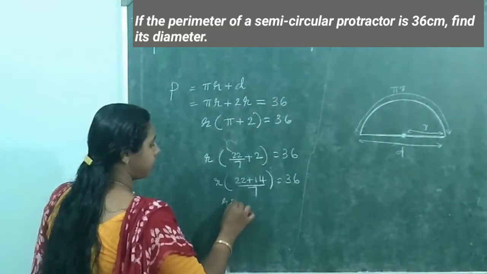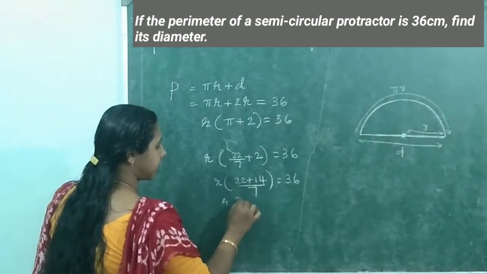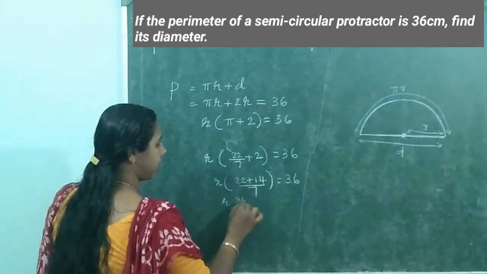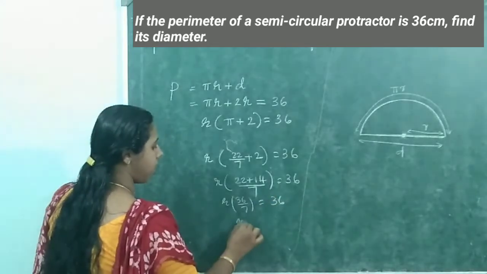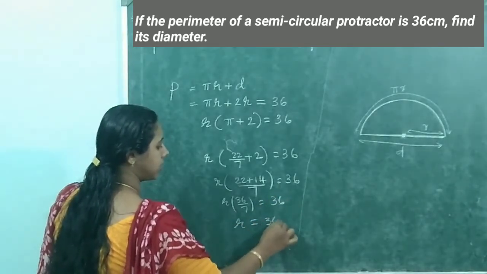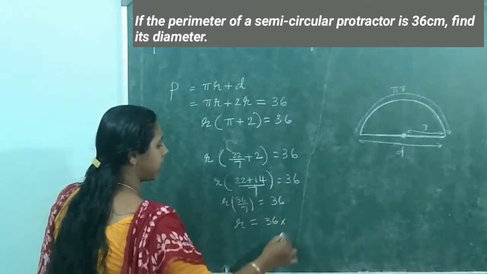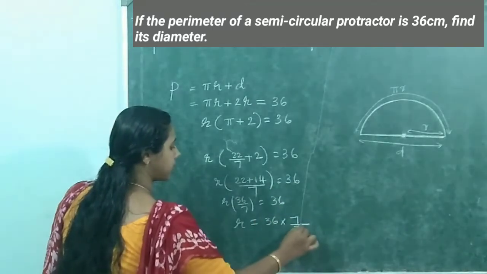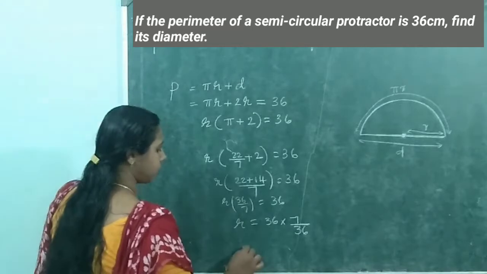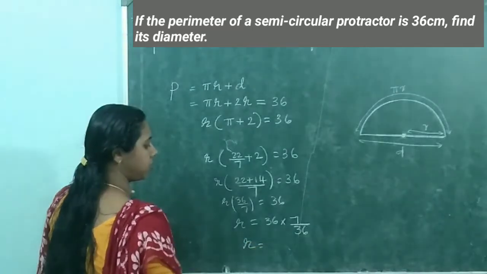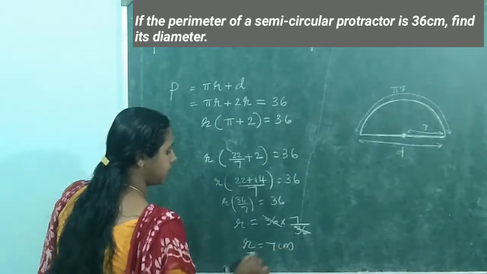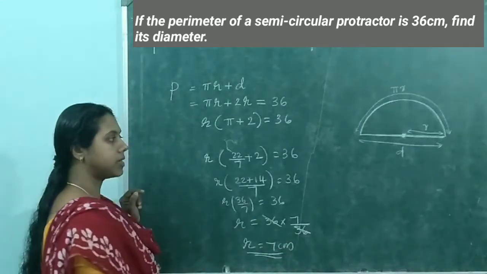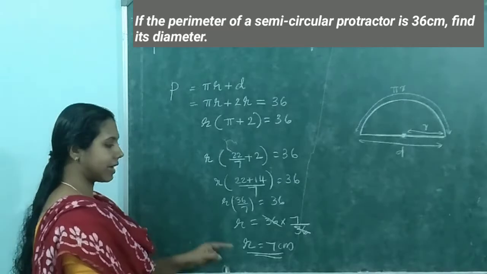So r into 36 by 7 is equal to 36. So r is equal to 36 into, take this term to that side, the reciprocal will come, 7 by 36. So radius r is equal to 36 and 36 cancel, then 7 centimeter. So the radius of the semicircle is equal to 7 centimeter.